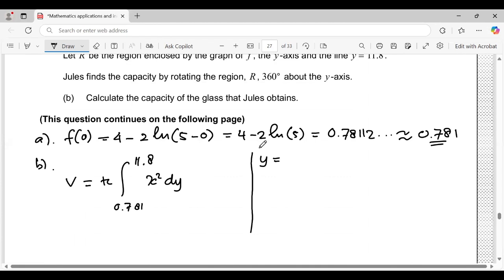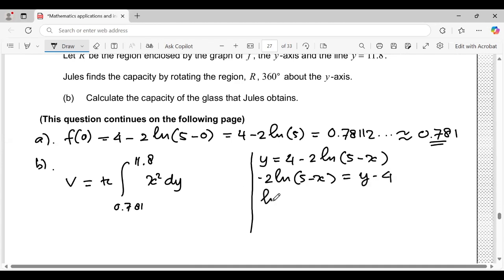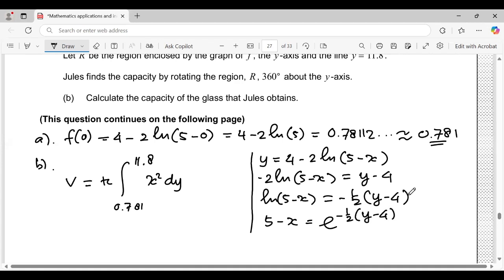But firstly, we need to find x from this function, 4 minus 2 ln(5 minus x). So minus 2 ln(5 minus x) equals y minus 4. Ln(5 minus x) equals minus 1/2 times (y minus 4). And then 5 minus x equals e power minus 1/2 (y minus 4).